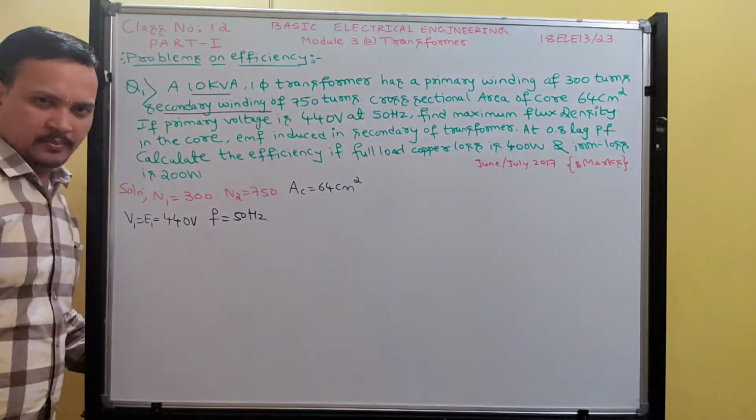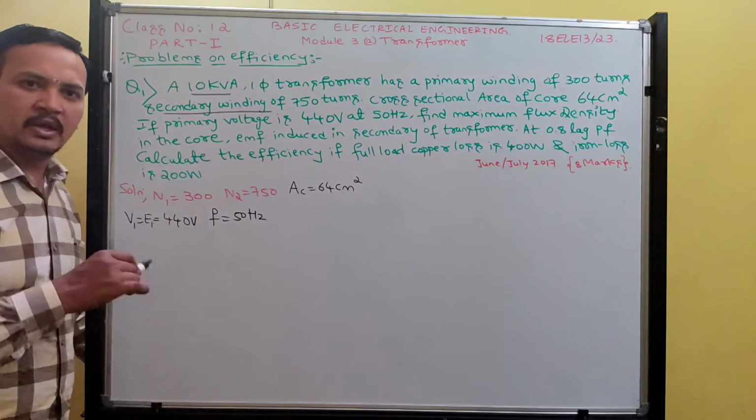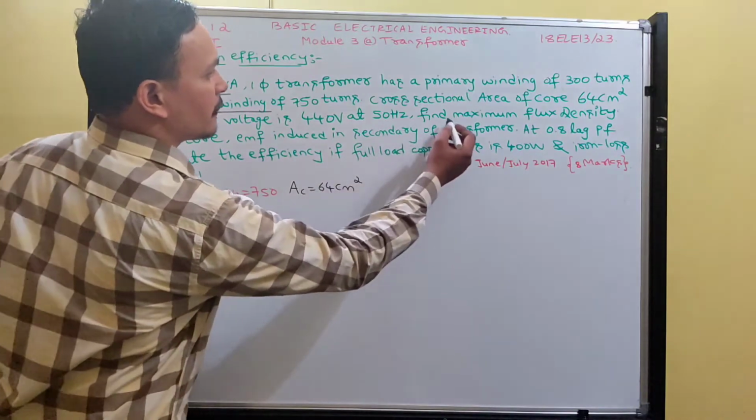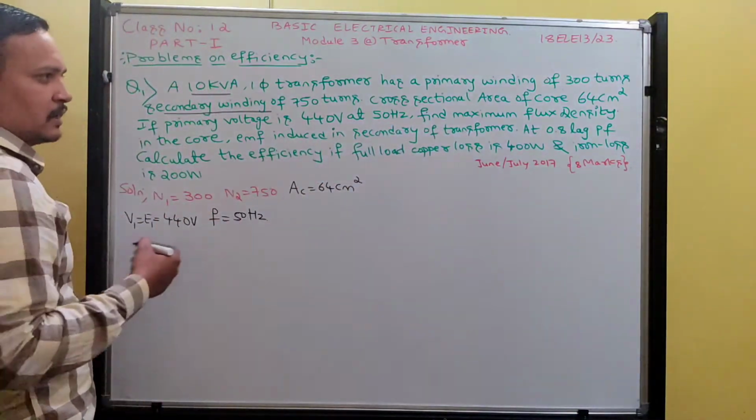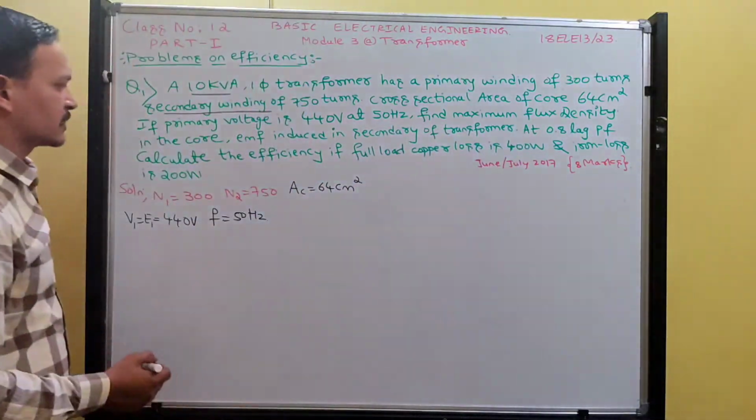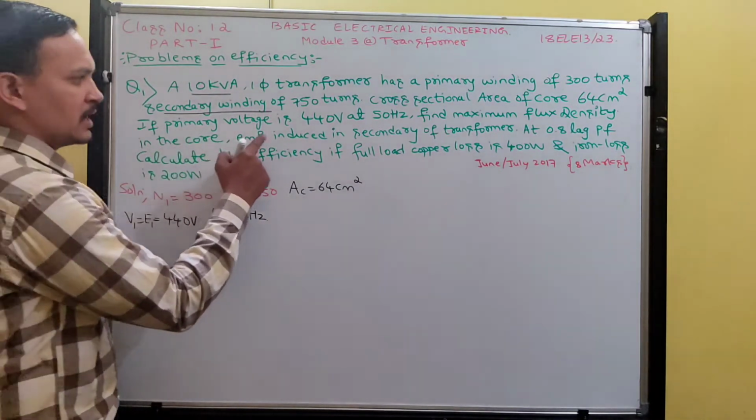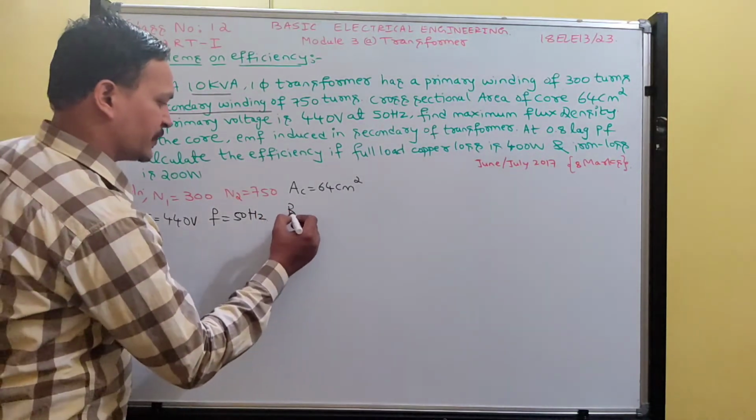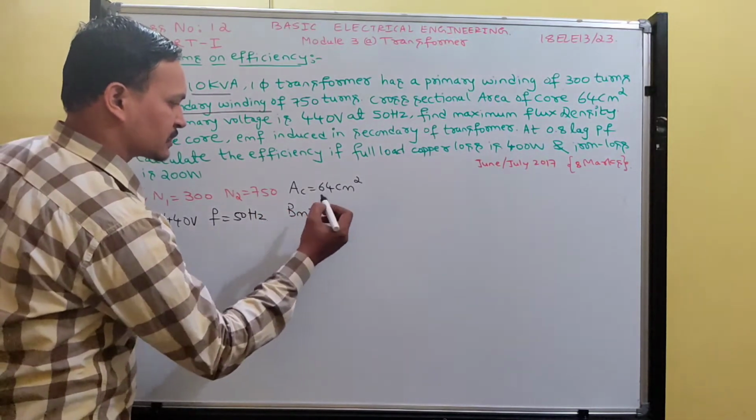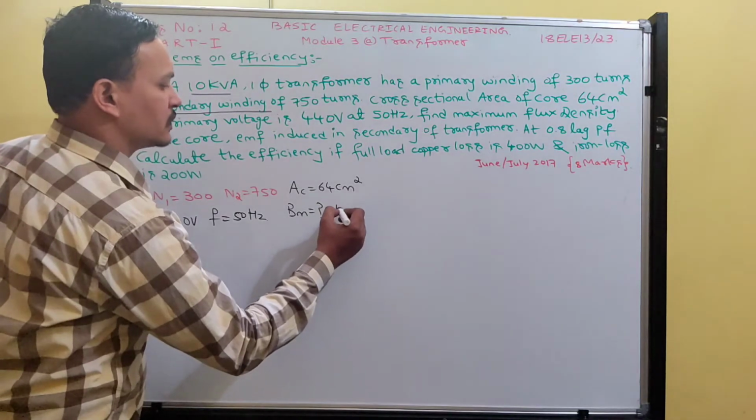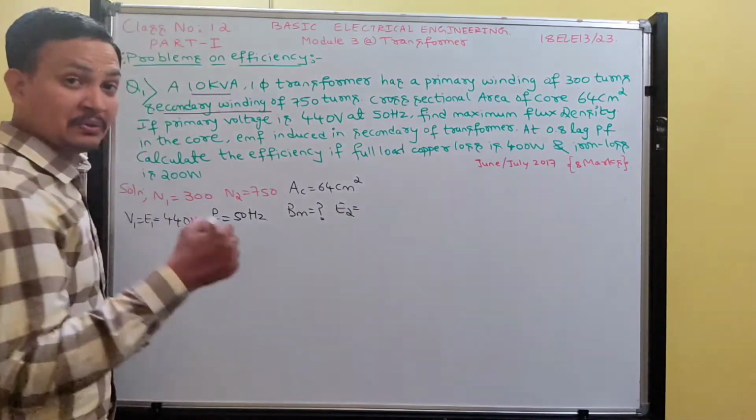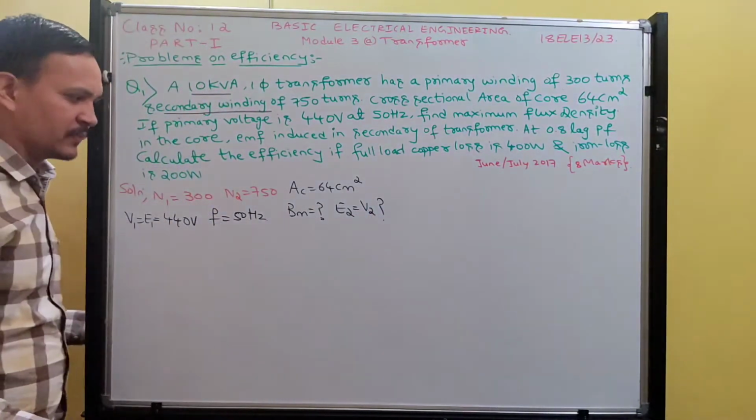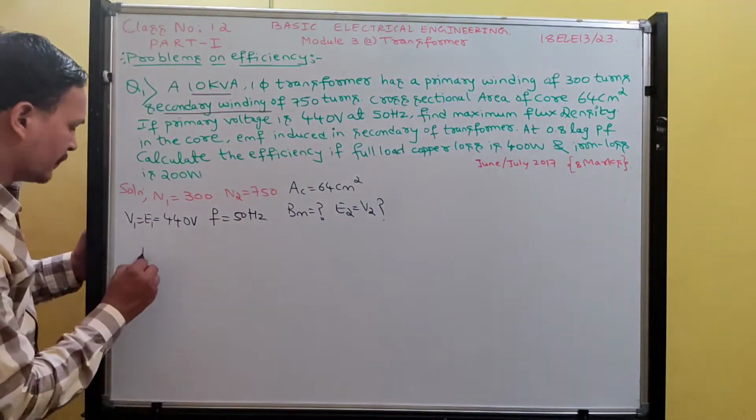For all types of problems on transformer, V1, E1, V2, E2, fix that in mind. That is more than sufficient. Then with this data, they asked what is the maximum flux density in the core and the EMF induced in the secondary of the transformer. So they asked these two parameters: the maximum flux density and the secondary induced EMF, E2. E2 and V2 both are the same. We can find Bm now.